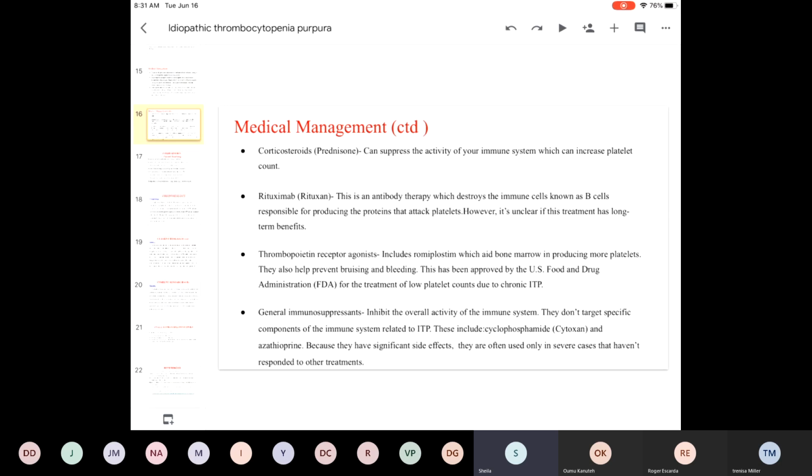General immunosuppressants inhibit the overall activity of the immune system. They don't target specific components of the immune system related to ITP. These include cyclophosphamide and azathioprine, because they have significant side effects. They are often used only in severe cases that haven't responded to other treatments.